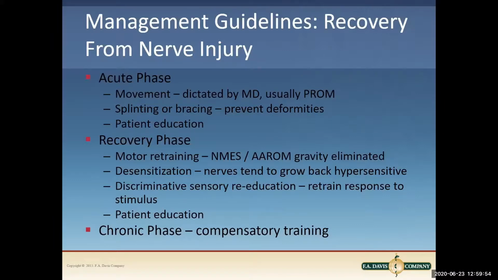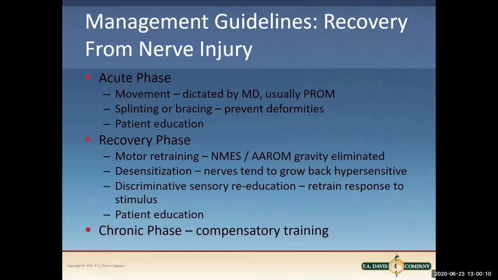And then patient education, right? Stop doing. When we get into the recovery phase, we're going to start doing NMES, right, and FES. A lot of times we're going to eliminate gravity, so we eliminate that shearing force on the nerve.